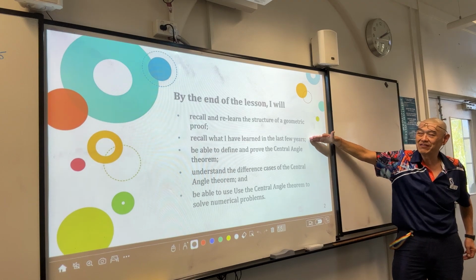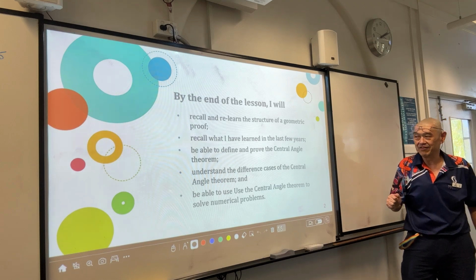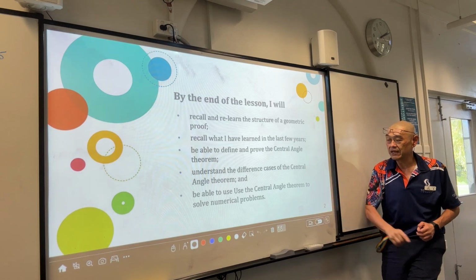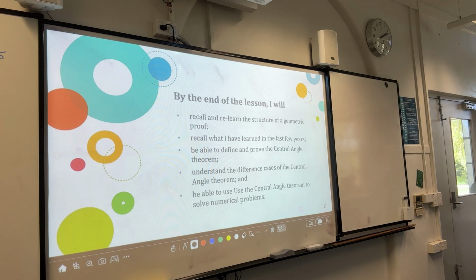Now, recall what you've learned the last few years. Then we're going to be able to define and prove the central angle theorem, understand the different cases of the central angle theorem, and be able to use it to solve numerical problems. What I want all of you to do is read your booklet. We're going to go through the first few weeks. Think about proof. Think about the first two pages, page 2 and page 3, in terms of the assumed knowledge. And then we'll look at page 4, which is the central angle theorem.